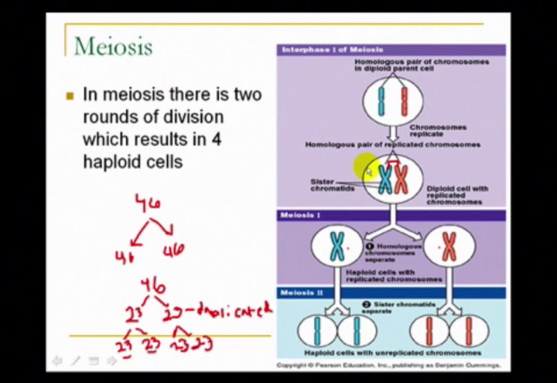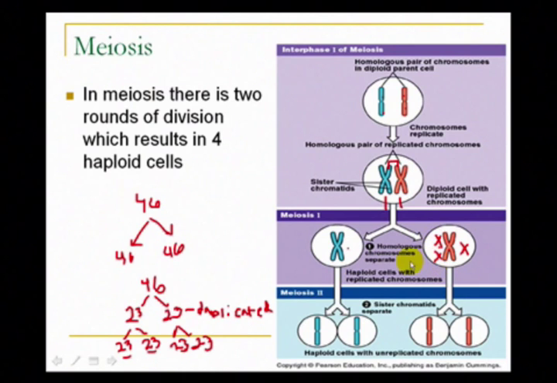So what I mean by that is you're separating the homologous pairs. If you can imagine that you have 23 of these line up here, 23 line up on this side, and then you separate them in the first division. These 23 go to one cell, these 23 go to the other cell. So you still only have 23 chromosomes, but they're still in sisters. They're duplicated.